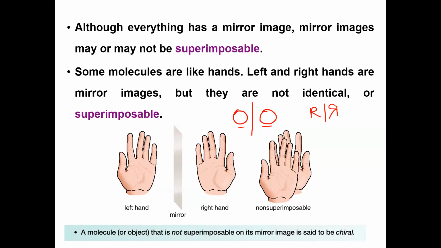What is the meaning of non-superimposable? If I place this hand over the other one like this, then both the thumbs will come together, but this side and this side will change. So the mirror images are different from each other. That is what a non-superimposable mirror image is.